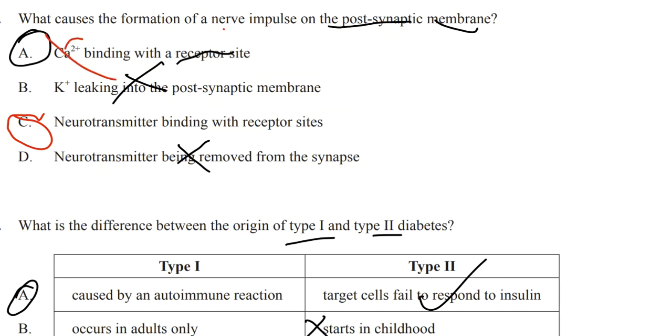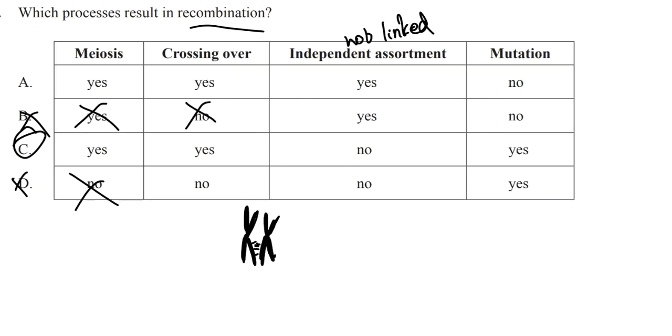Which process results in recombination? Apparently A was the correct option, and independent assortment is needed for recombination. I think it's more that independent assortment doesn't really affect recombination at all, but answer option C said that mutation results in recombination, which is not true. So it's definitely not true.